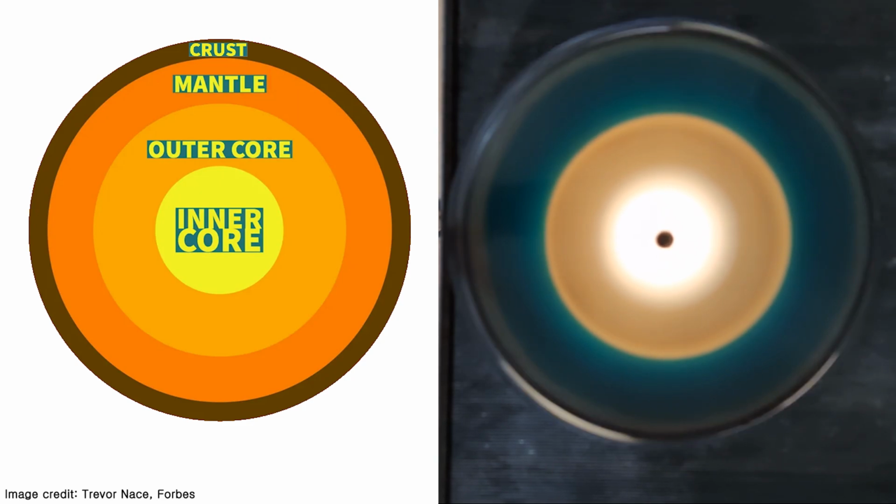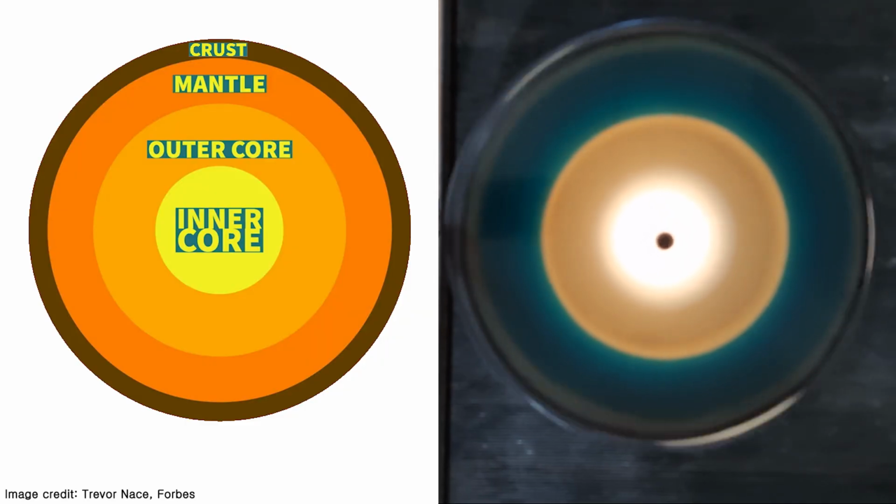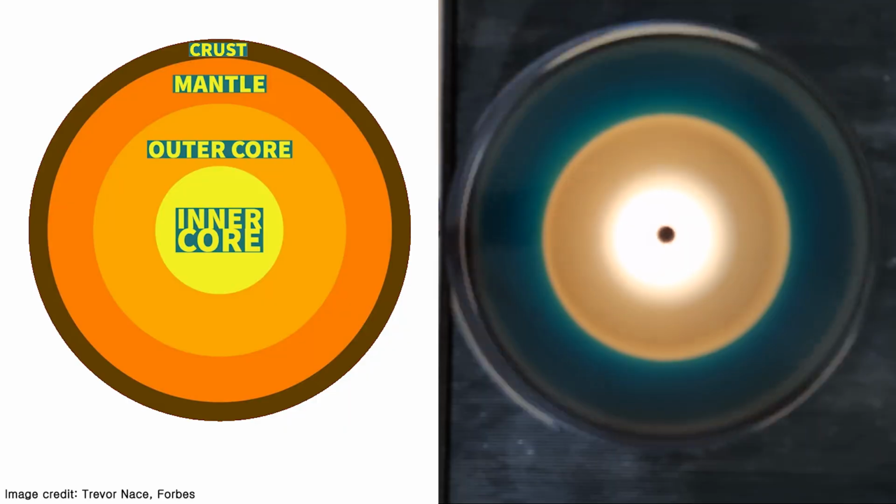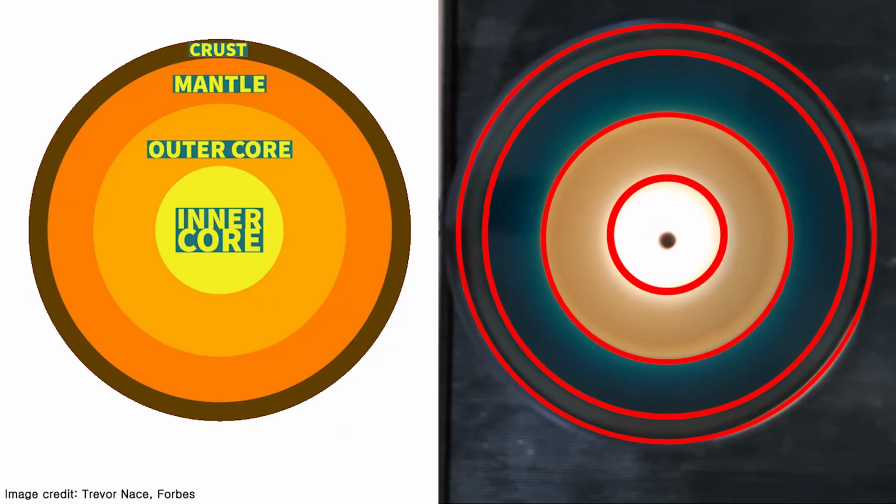But the key concept here is that we have a body of materials with different densities being acted on by a radial force. And so in both cases, we see the formation of a density gradient with several different layers of materials.